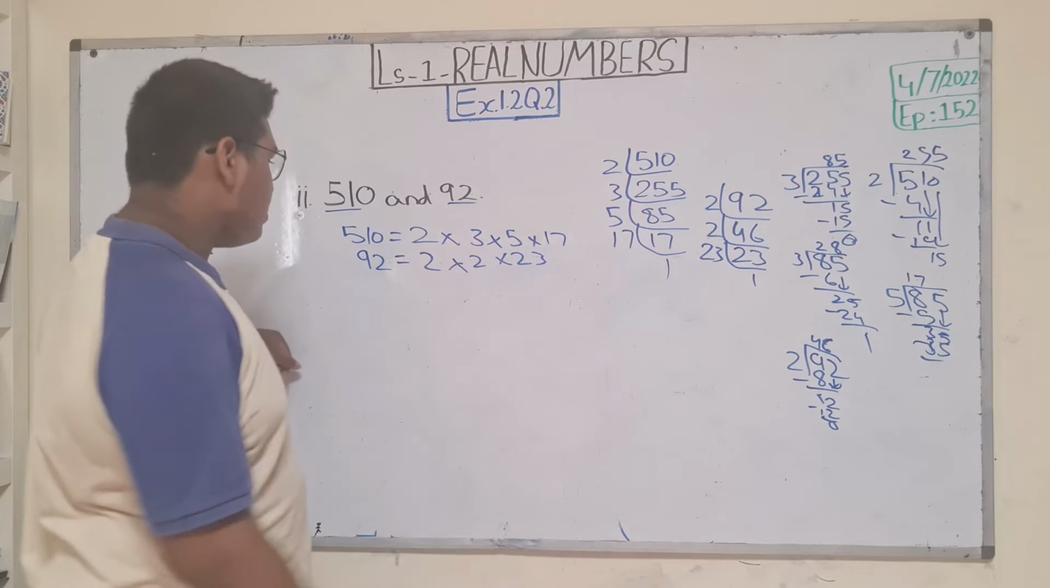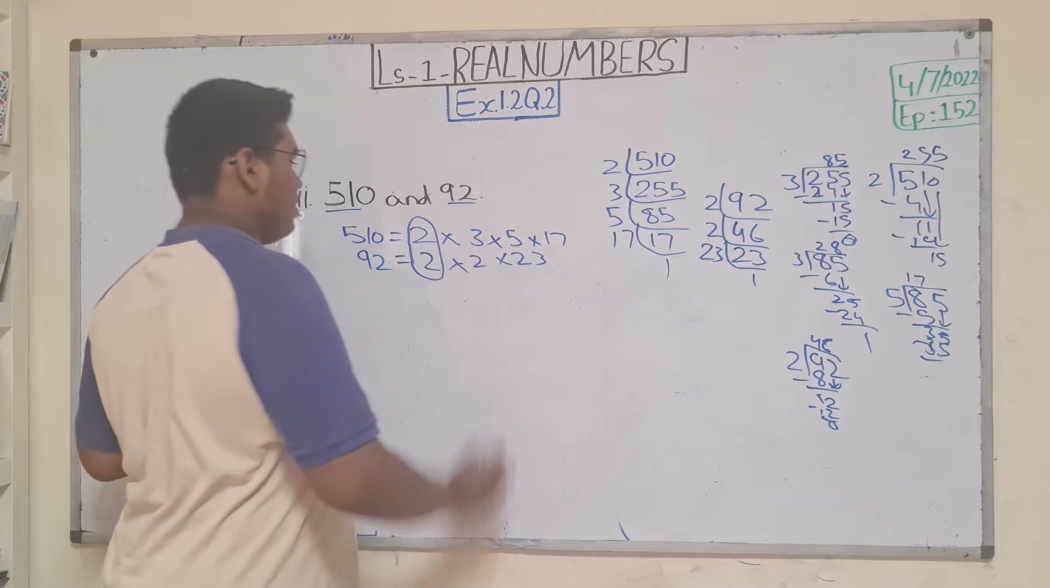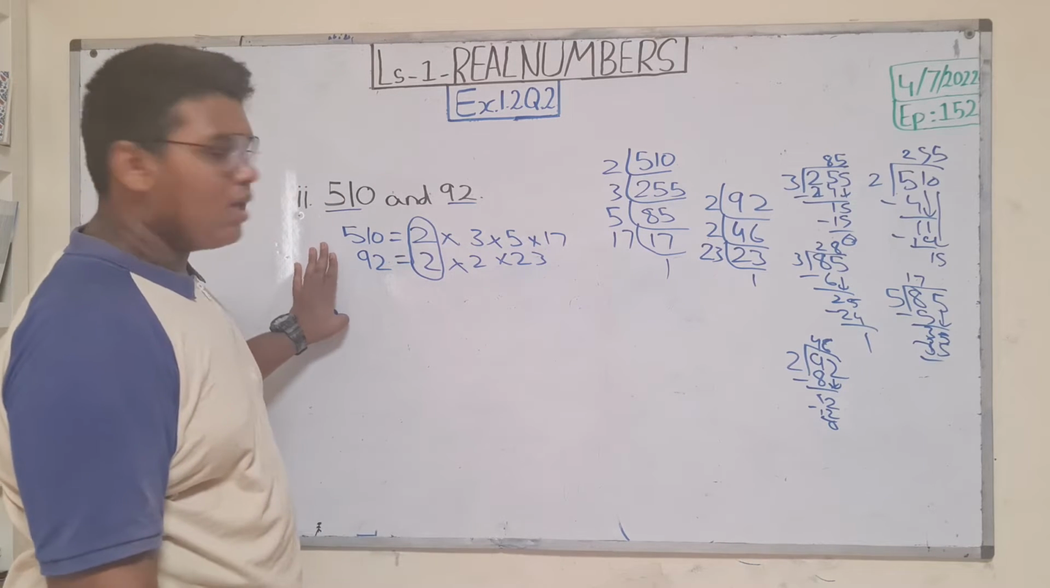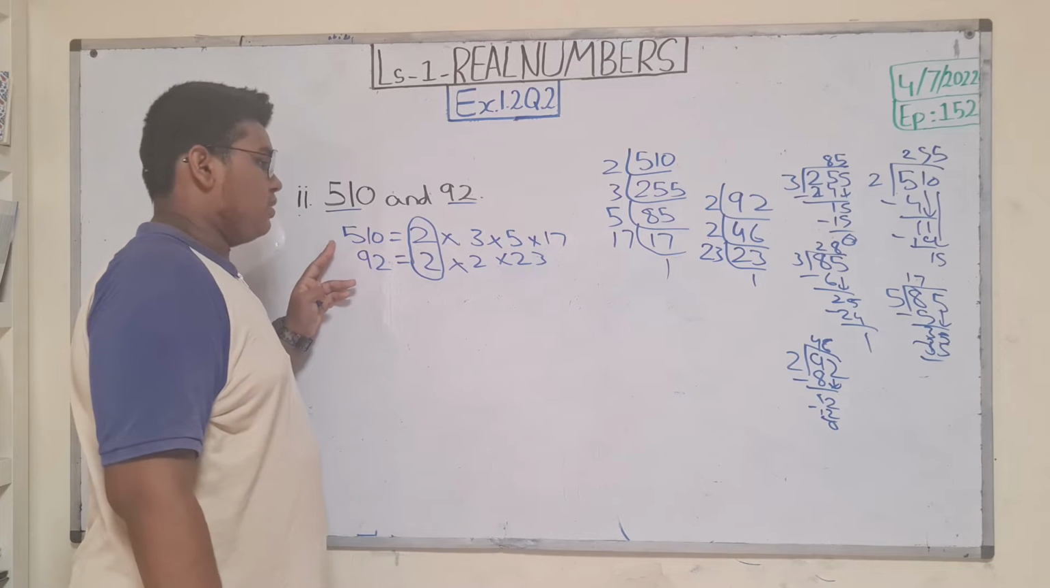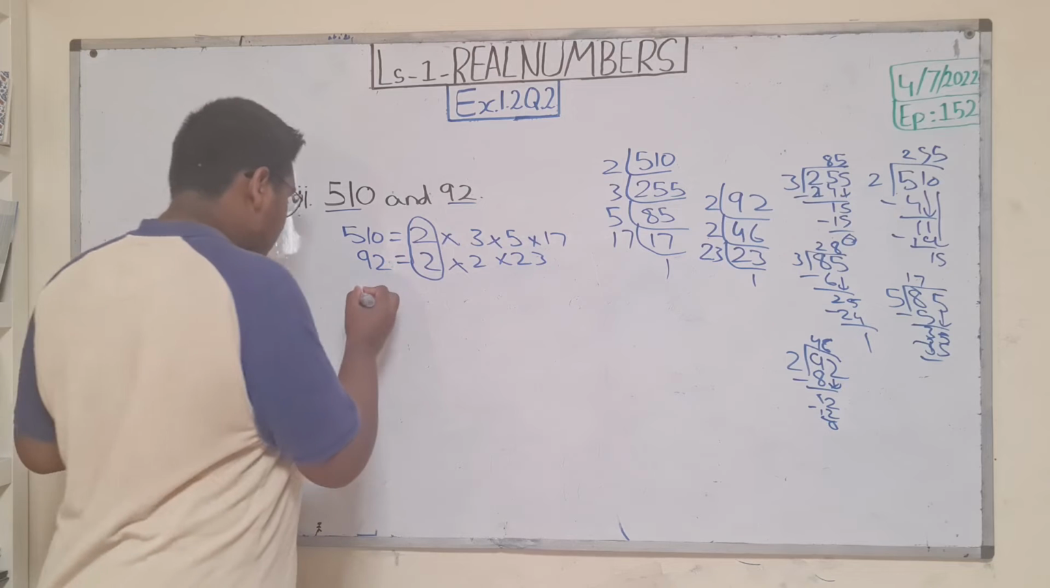Now the HCF is this, right? We have found the prime factorization of 510 and 92, and now we have to find the HCF and LCM.